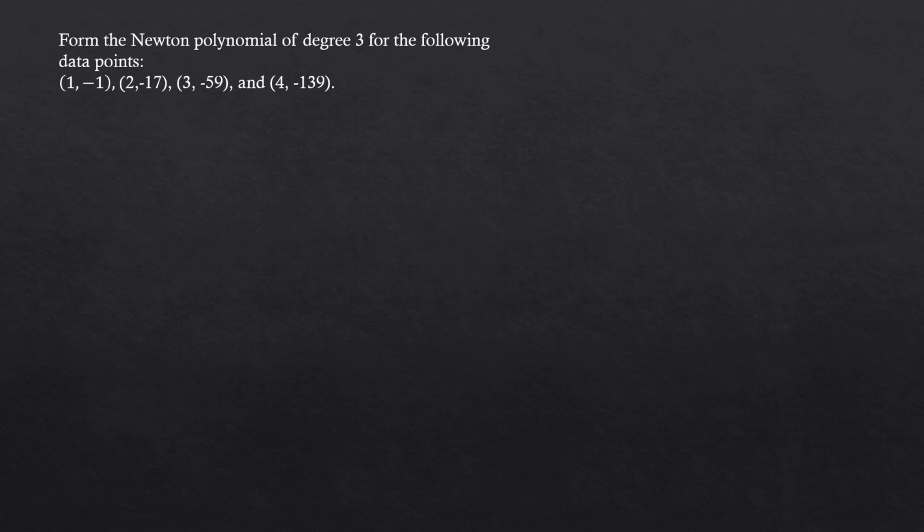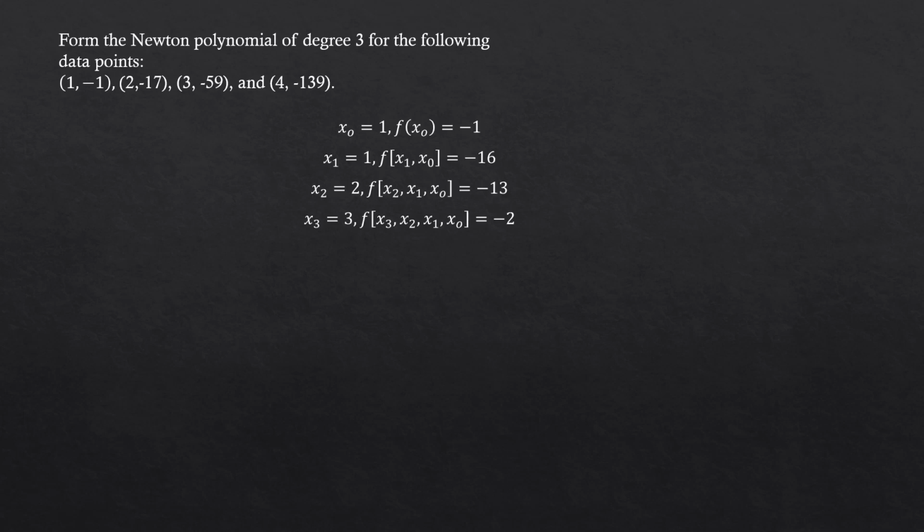We now summarize the results of the computations we have done earlier. For x sub 0 equal to 1, our f of x sub 0 is negative 1. With x sub 1 equal to 2, the first finite difference f of x1, x sub 0 is negative 16. For x sub 2 equal to 3, our second finite divided difference f of x2, x1, x0 is negative 13. And for x sub 3 equal to 4, the third finite divided difference f of x3, x sub 2, x sub 1, x sub 0 is negative 2.